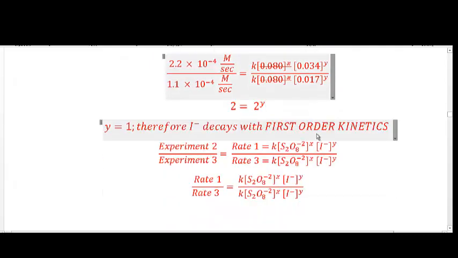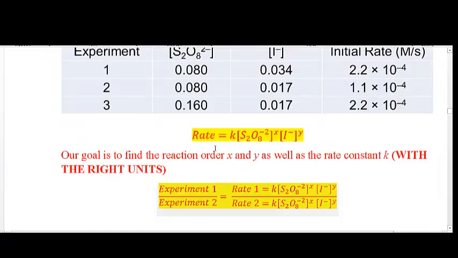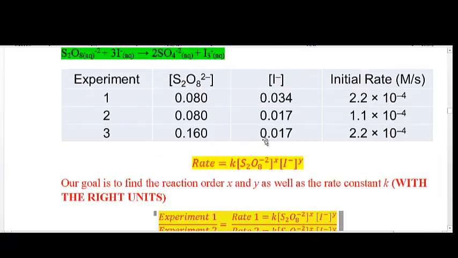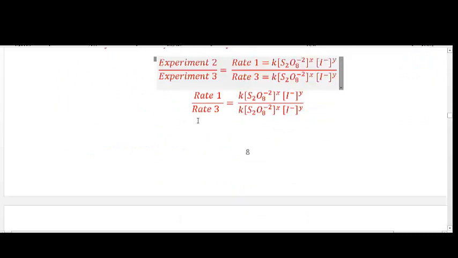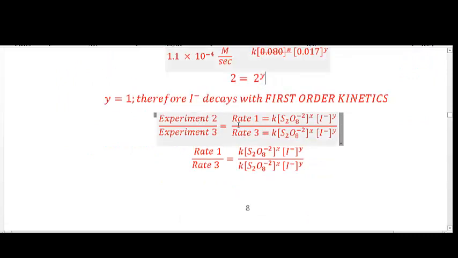So let's go ahead and do that. This time I'm going to compare experiment 2 and 3. Going back up to my data table, 2 and 3 here, I noticed that the I minuses will cancel, and I'm left with the S2O8, the tetrathionate ion. So let's come back down here and comparing experiment 2 and 3, we do the rate law. This should be a 2. And so rate law for 2 divided by rate law of 3. So let's plug those values in.